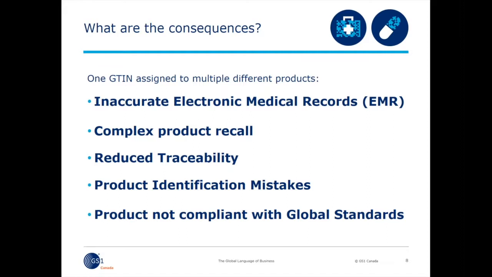Inaccurate product identification is a risk to patient safety. Doctors rely on this information, especially during an emergency. Drugs may be administered to a patient with allergies or which interacts with another prescribed medication. Complex product recall results when one GTIN is attached to multiple products and multiple patients. How can a healthcare provider determine which product is being recalled? How can a healthcare provider identify which patient has the implanted medical device being recalled?